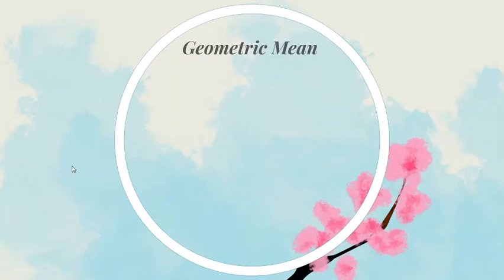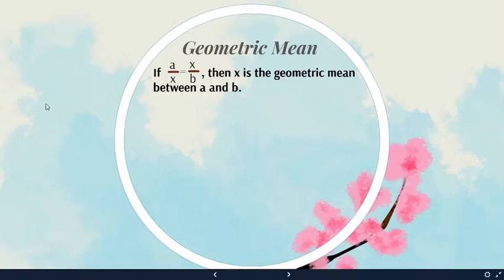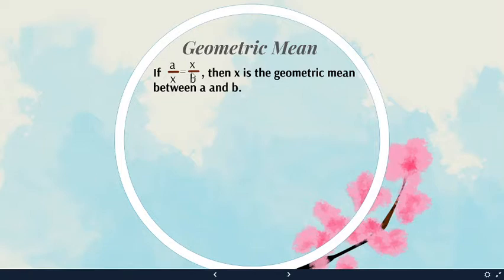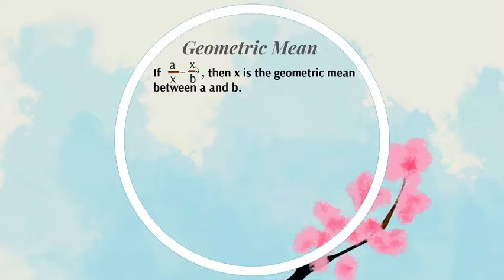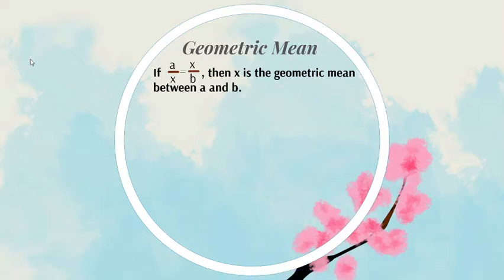Okay, so the geometric mean: if a over x equals x over b, then x is the geometric mean between a and b. So if you have a proportion, because we have two ratios, right? If you have a proportion and there are two parts that are the same, one denominator has to be the same as one numerator. If that is the case, then you are finding the geometric mean. Like if you guys see here, the x lies in the denominator and numerator of my two ratios, so that gives me the hint that we're finding the geometric mean.